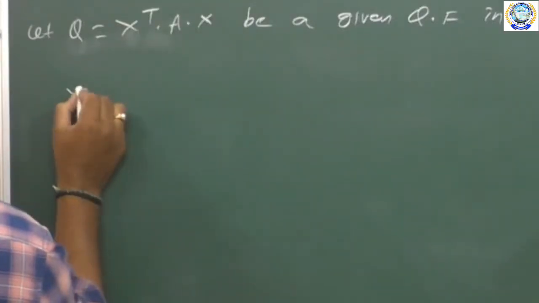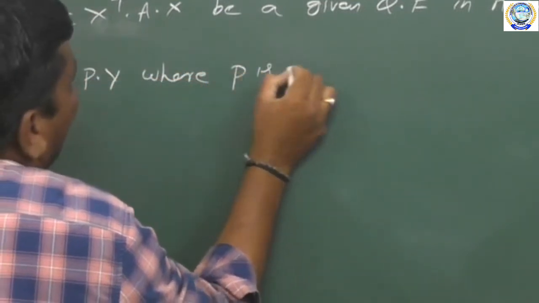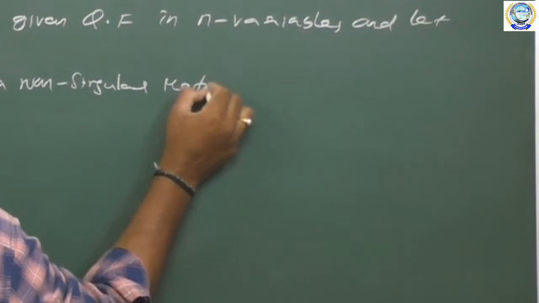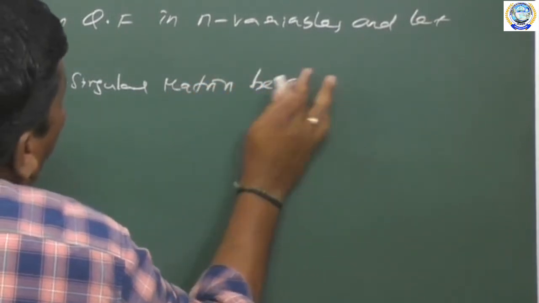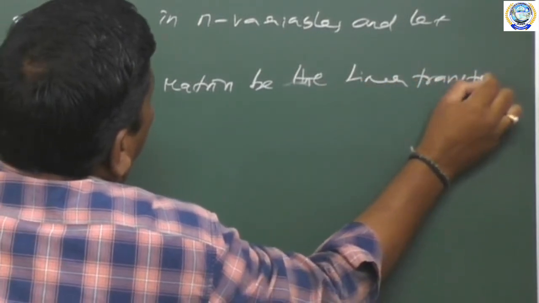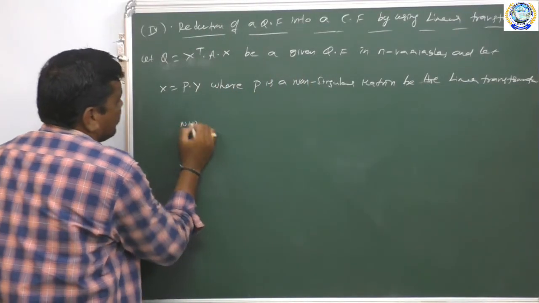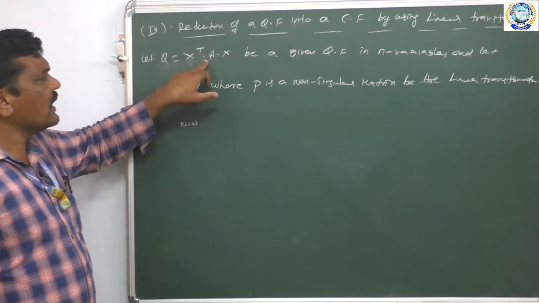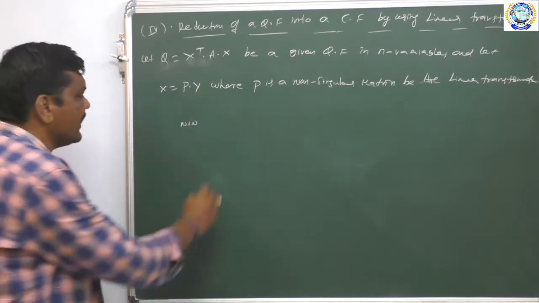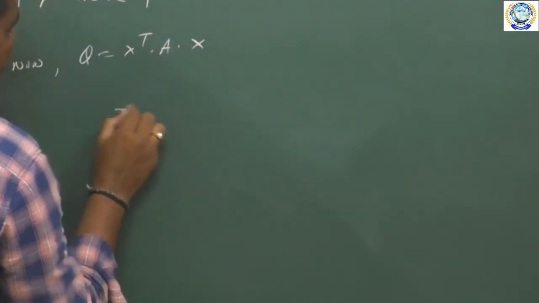and let x is equal to Py, where P is a non-singular matrix, be the linear transformation. Now, to reduce this quadratic form into canonical form by using this linear transformation. Now, the given quadratic form is Q is equal to x transpose into Ax.